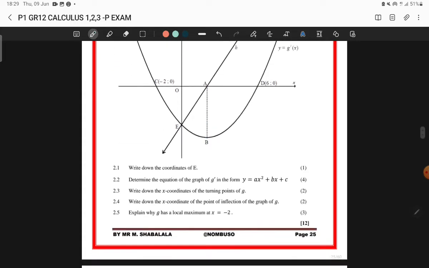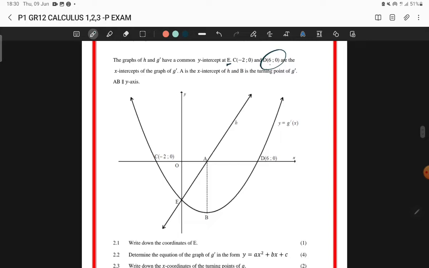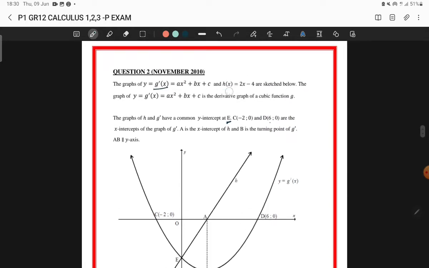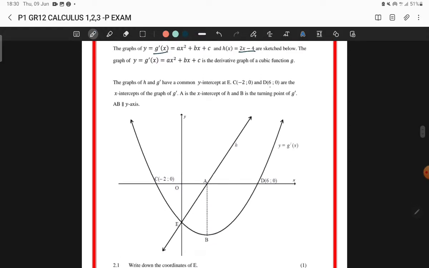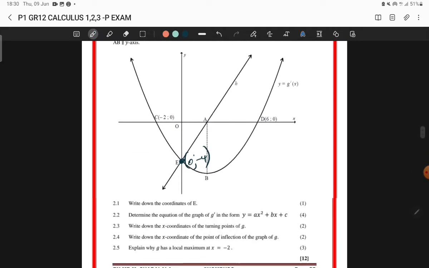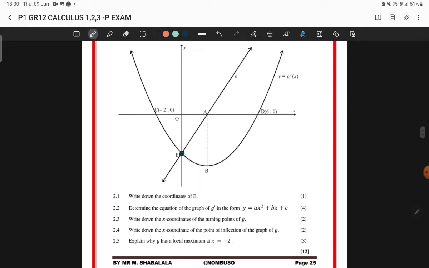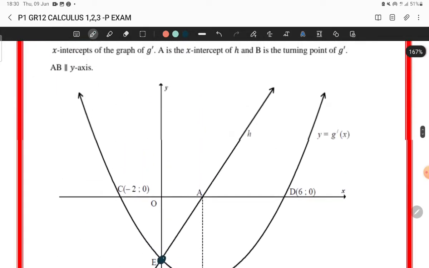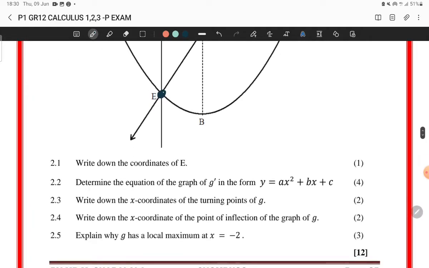Well, now, the first question asks us to write down the coordinates of E. Remember that we do have the equation of this function, which is 2x minus 4, which means at E, this E is the y-intercept, where x is equal to 0. Then when we put 0 here, we get just negative 4. So the coordinates of E is just (0, negative 4). Moving to the next one. Let me just write negative 4 here.